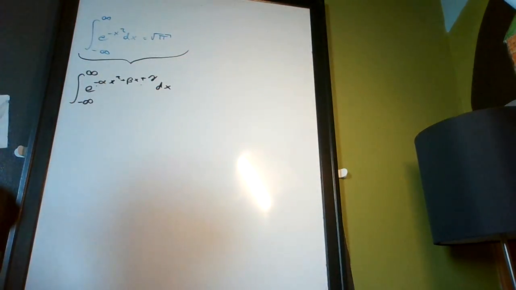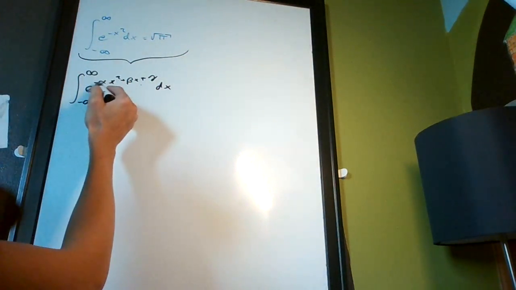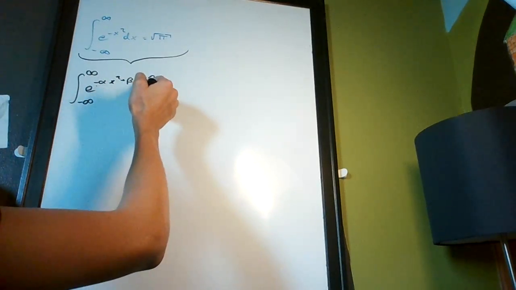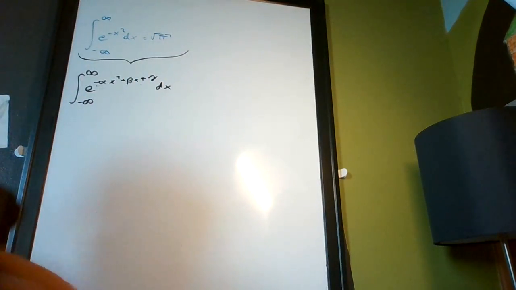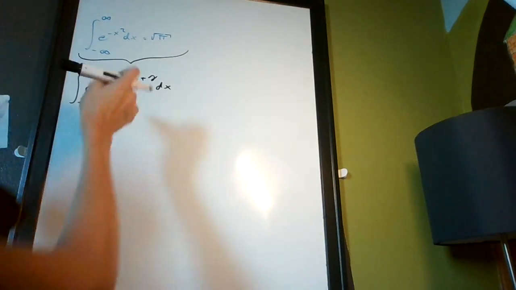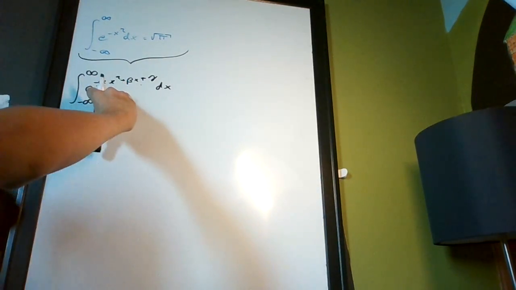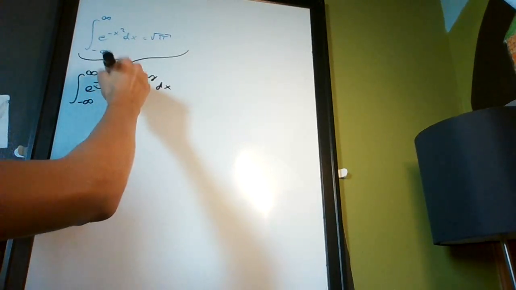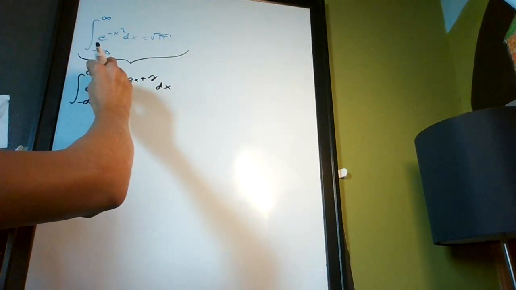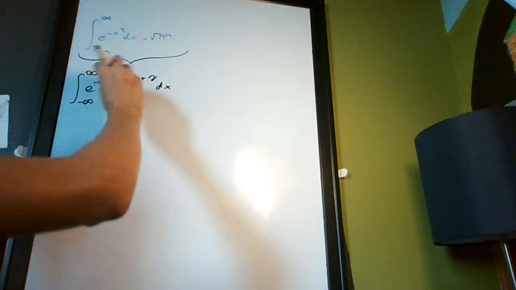So what I'm going to do in this video is generalize the integral from negative infinity to infinity of e to the negative x squared dx equals square root of pi. I'm going to generalize that to some e to the negative alpha x squared plus beta x plus gamma integral from negative infinity to infinity. And if you want to check, you can tell that this is defined over that because this negative alpha x squared ends up dominating it, and that's defined.